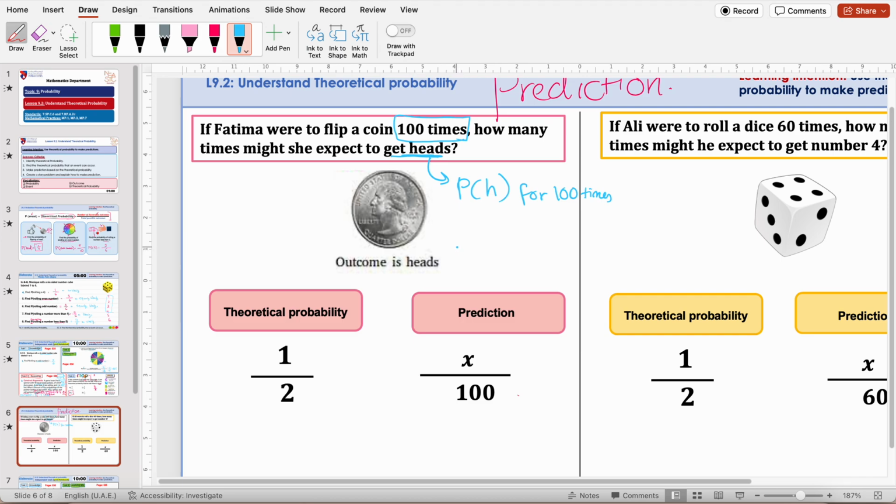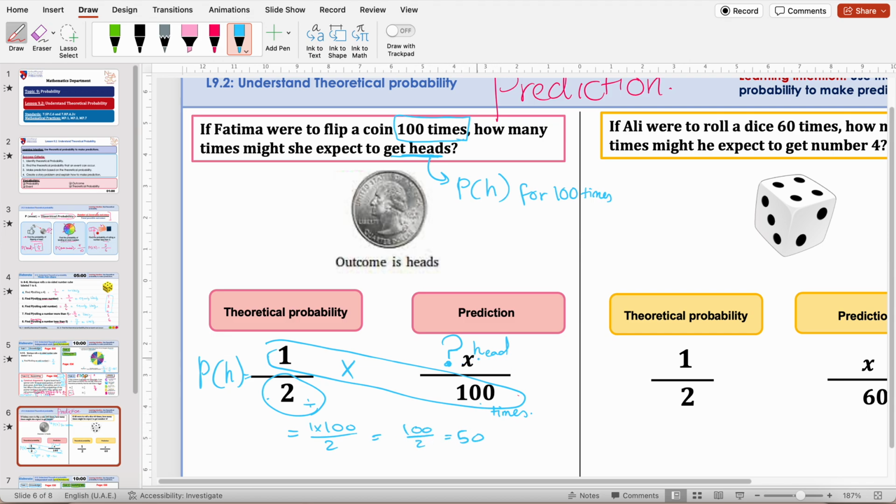So what's the idea here? You have two options. Either write the theoretical probability of getting heads, which is basically one chance out of two. Then ask yourself how many times I might get heads if I repeat it 100 times. Okay? Just organize your numbers and then do the butterfly method. 1 times 100 divided by 2. So it's 100 times 1 divided by 2, which is 100 over 2, which equals 50. So 50 times out of 100 times you might get heads.